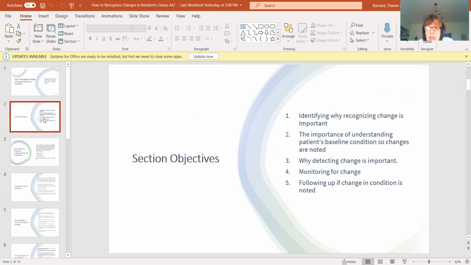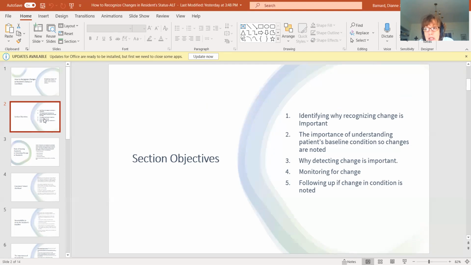So the baseline, if this person could transfer with assist of one, and then somebody required a Hoyer lift to transfer, or assist of two, or could no longer ambulate with assist of one for 20 feet and could only go 10 feet, that would be a change in condition.